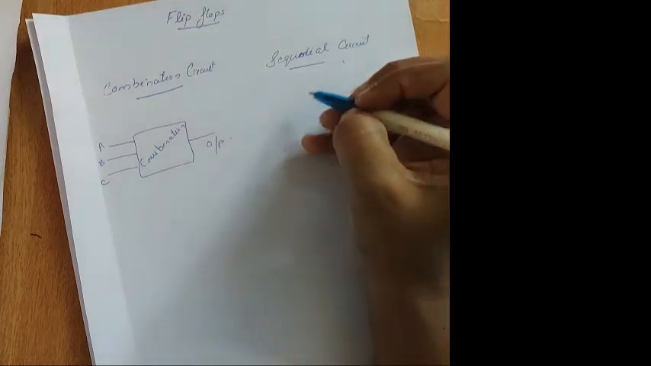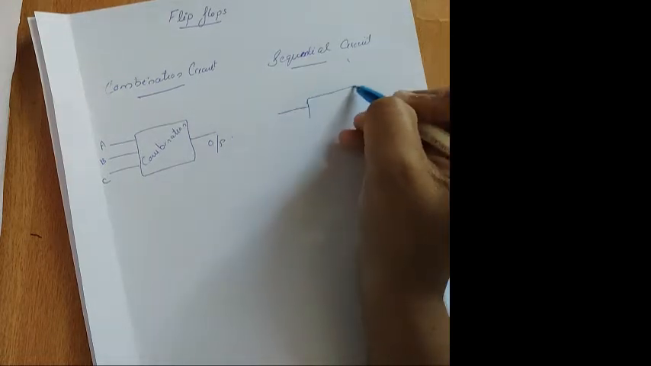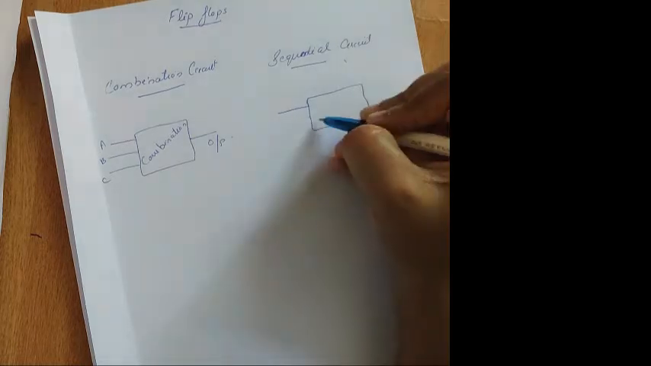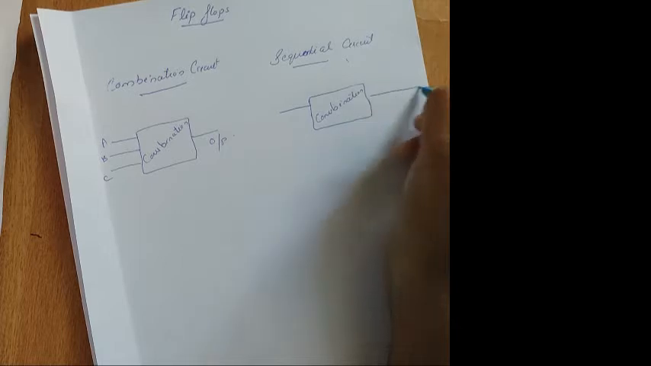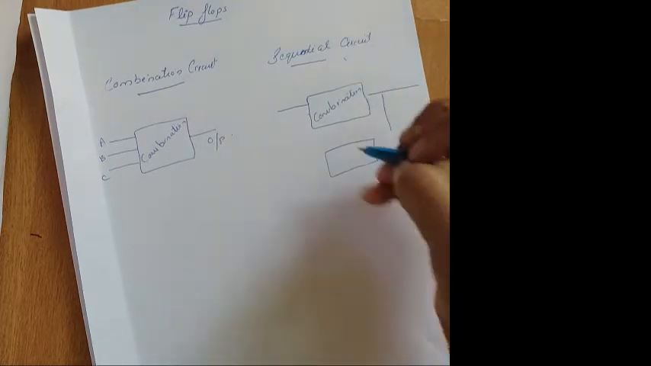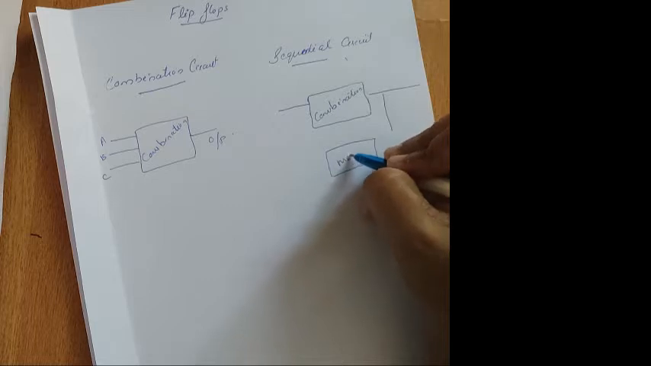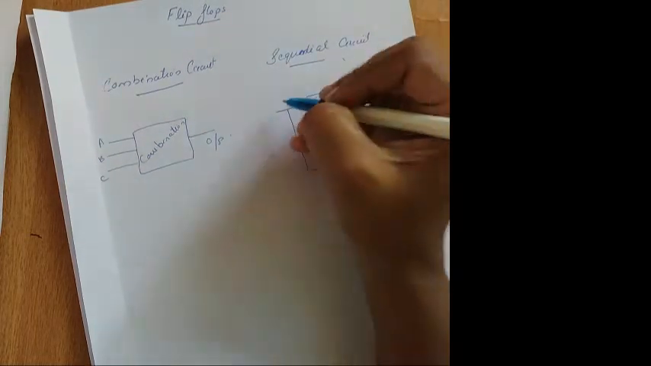But a sequential circuit is a combinational circuit also, but it consists of a memory element. So any prior input that is coming to this will have an effect, because due to this memory element, the data will also be accessed.